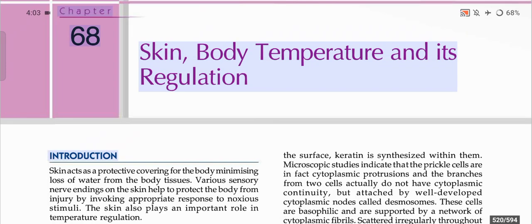Hello and welcome everyone. Myself Mijanur Rahaman, and today my topic of discussion is skin. Today we will discuss the layers of the skin and the function of the skin only.